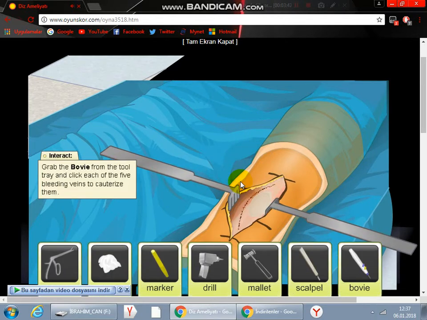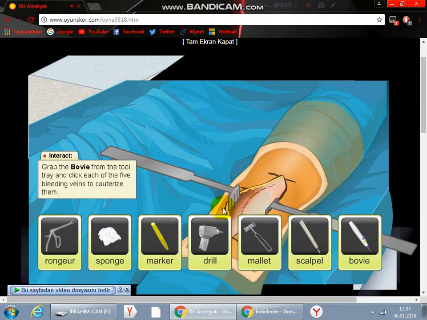Let's use the Bovie pencil to cauterize the veins. This will help decrease blood flow into the surgical field.